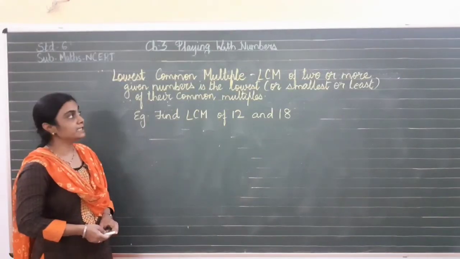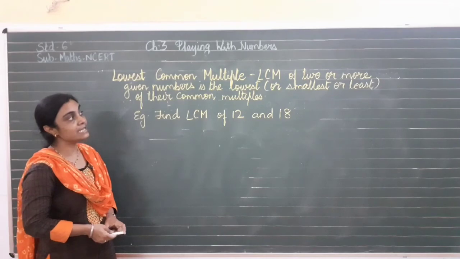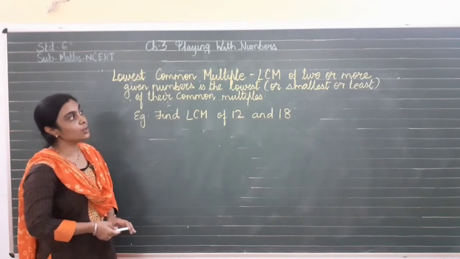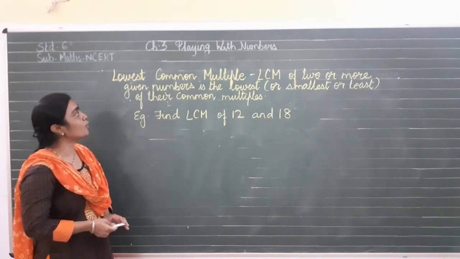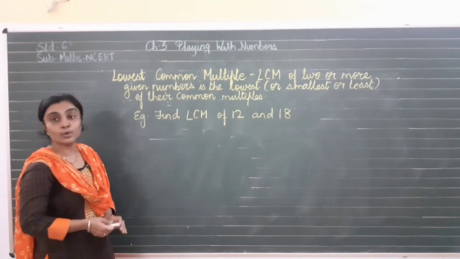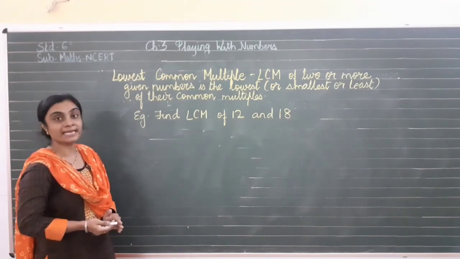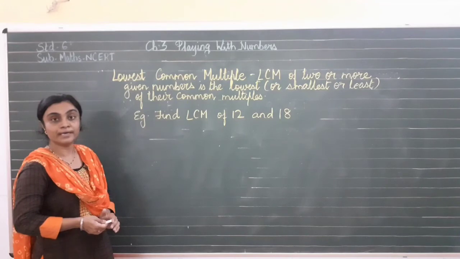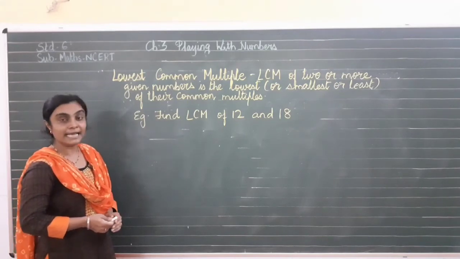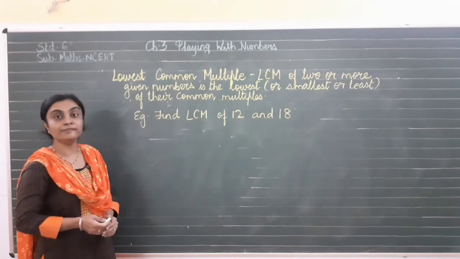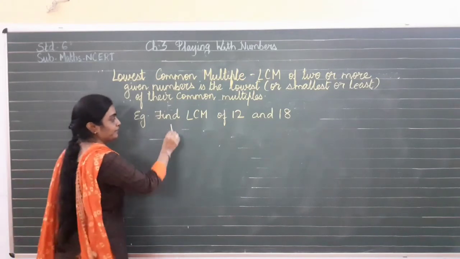Lowest common multiple, or in short it is referred to as LCM. LCM, or the lowest common multiple of two or more given numbers, is the lowest or smallest, or we can say least of their common multiples. Let us see the example. Find LCM of 12 and 18.